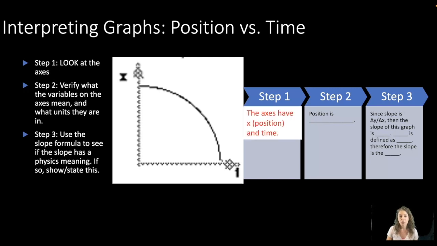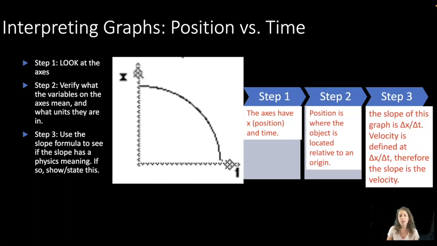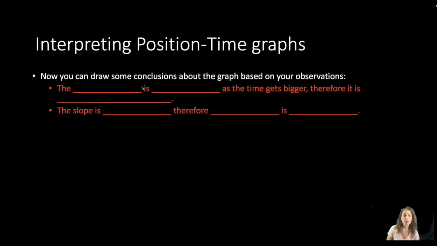So let's go through and answer this. The axes are position and time. Position is where the object is located relative to the origin. And since the slope of this graph is delta x over delta t, and velocity is defined as delta x over delta t, the slope is the velocity. So when I interpret this position versus time graph, I can say the position is getting smaller as the time gets bigger. Therefore, it's moving towards the origin or backwards.